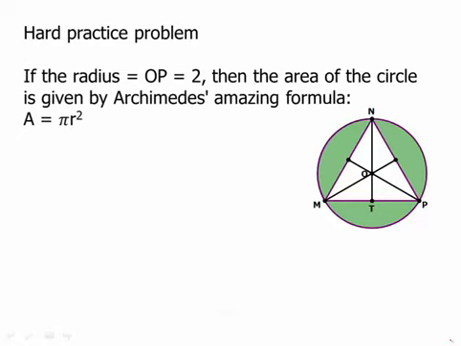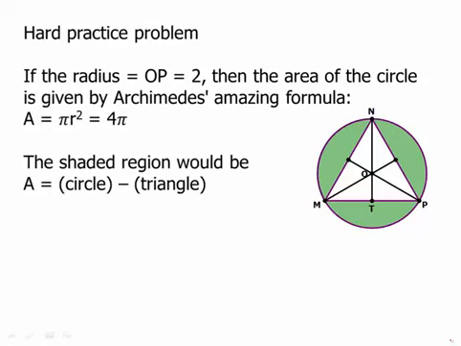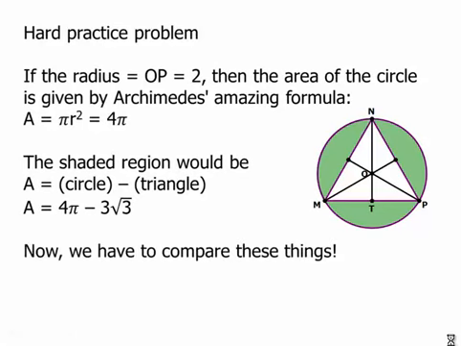So if the radius of the circle is 2, then of course we find the area by using Archimedes' amazing formula, pi r squared. And of course that's 4 pi. So that's the area of the circle. Now the shaded region. That shaded region is the circle minus the triangle. So that would be 4 pi minus 3 root 3. That's the area of the shaded region. So now we're ready to do our comparison.